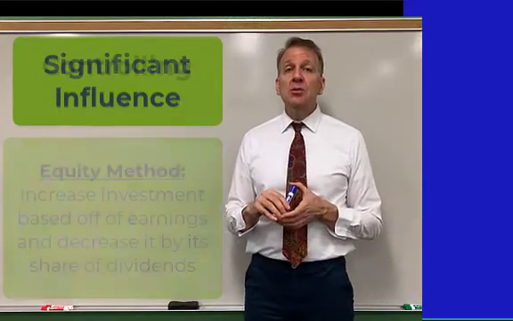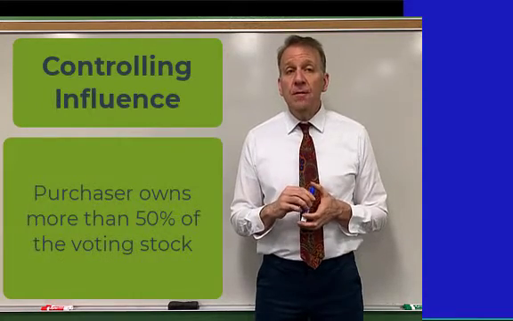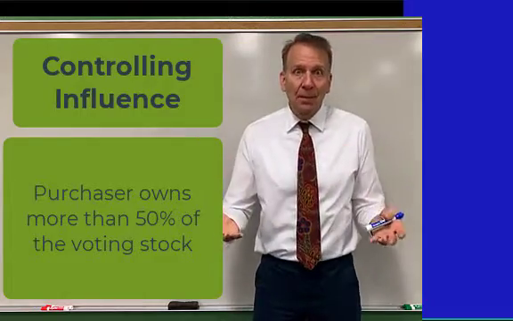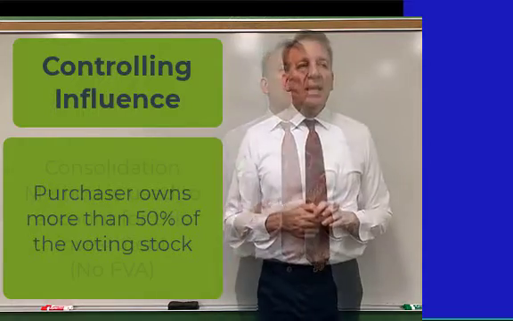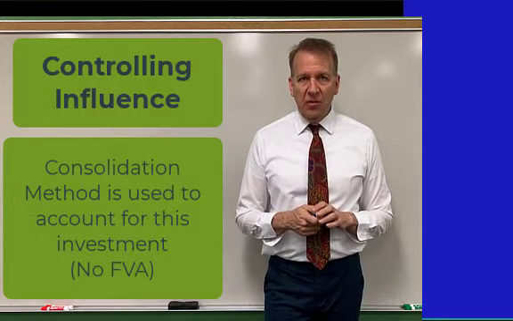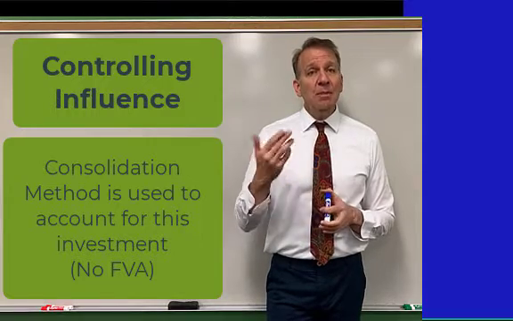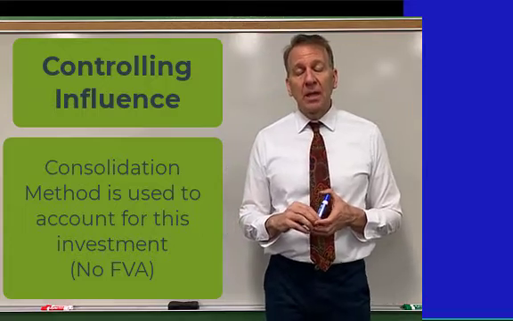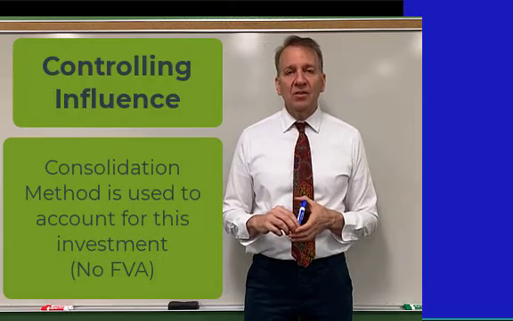Then the last method is controlling influence. Controlling influence means that the purchaser has more than 50% of the voting stock. So they have a controlling interest, meaning basically they own the company because they can vote on anything they want because they control it, right? In controlling influence, we use the consolidation method to account for it. We do not use a fair value adjustment account, it's the consolidation method. And just like before, this is an upper division accounting type concept that you'll go over in upper division accounting classes. No need to know any more than that right now for this class.